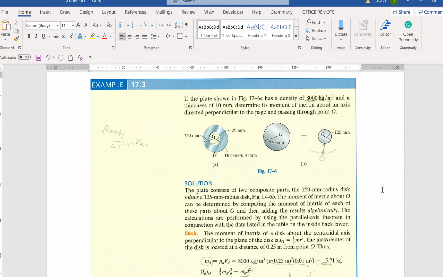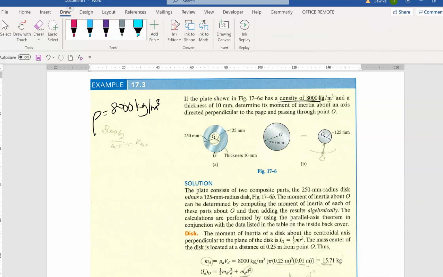Let's look at this. The plate shown has a density of 8,000 kilogram per meter cube, and a thickness of 10 millimeter, and we want the moment of inertia about the axis perpendicular passing through O. If you look at this, this is the object that you need to look at.